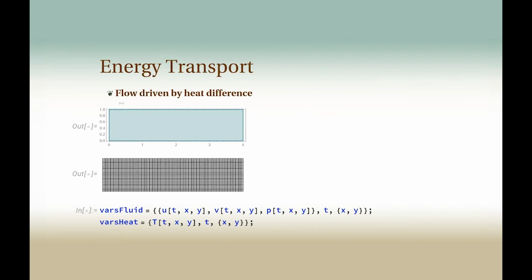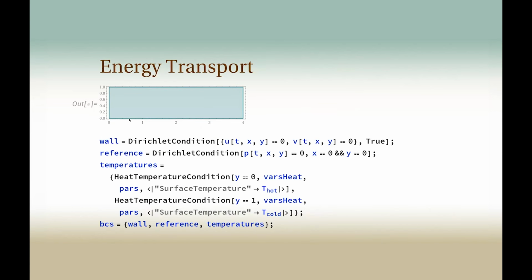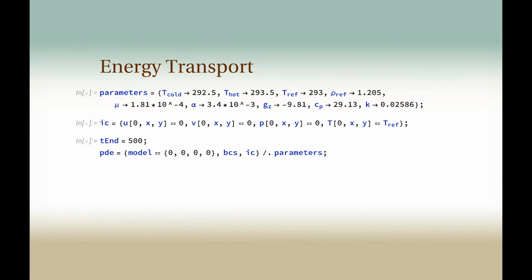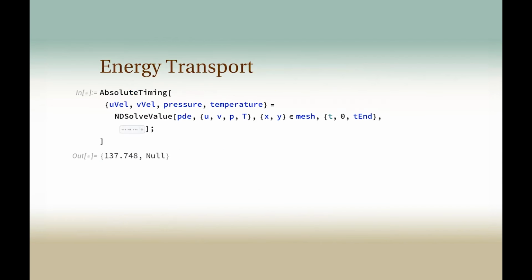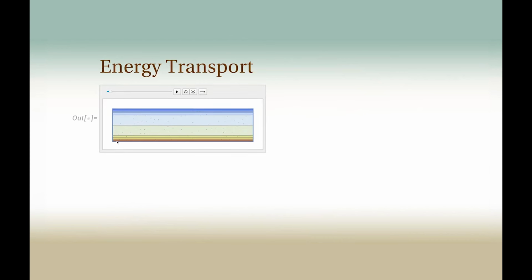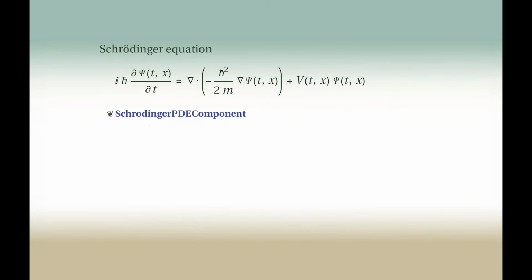The example is now we have a rectangular region. We have U, V, and P as the fluid variables and the heat variable T that we want to model. We specify that everything around here is a wall. Then we have a hot temperature down here and a cold temperature up here. And we specify material parameters, and then we solve this. And this is what you get then. So here it's hot down here, it's cold here. And with time, this fluid is going to start moving just because there's a temperature difference between the bottom and the top.